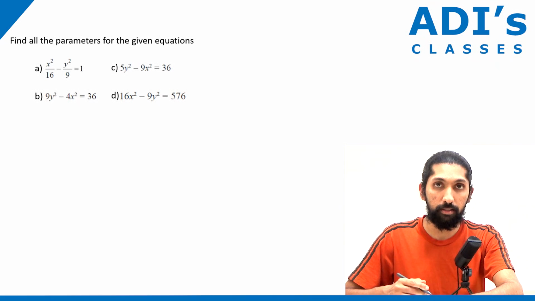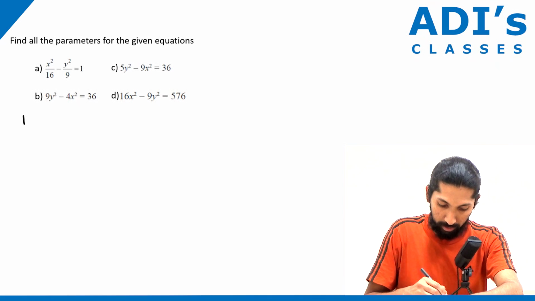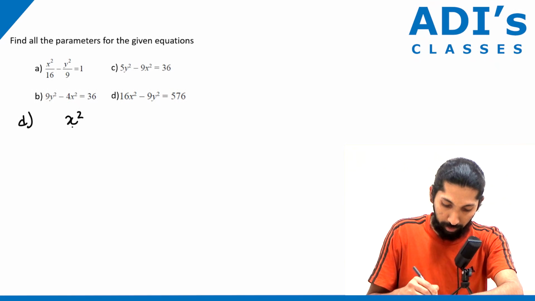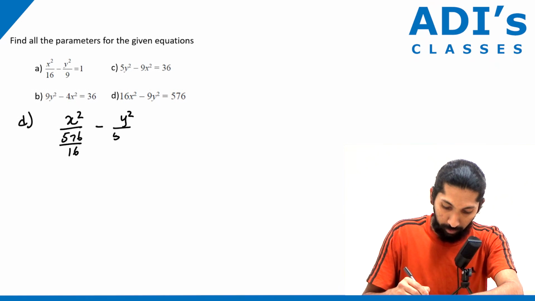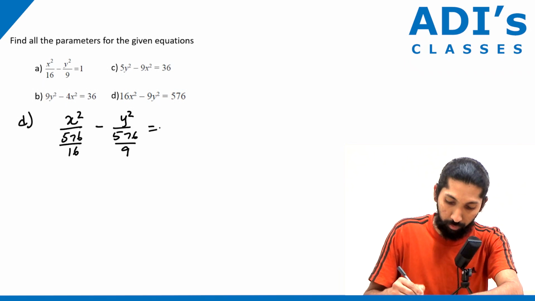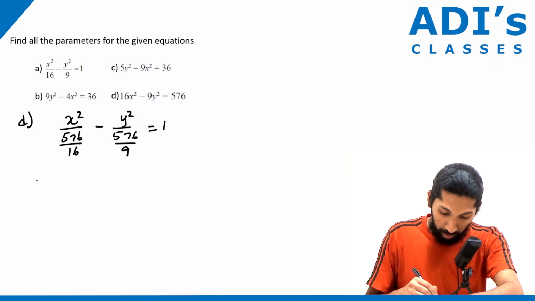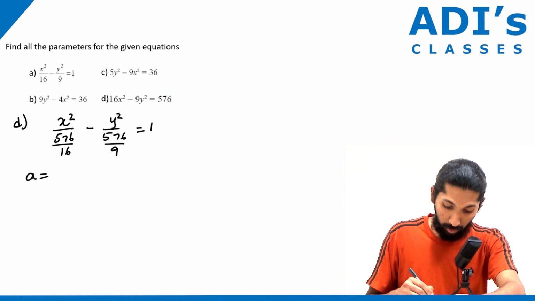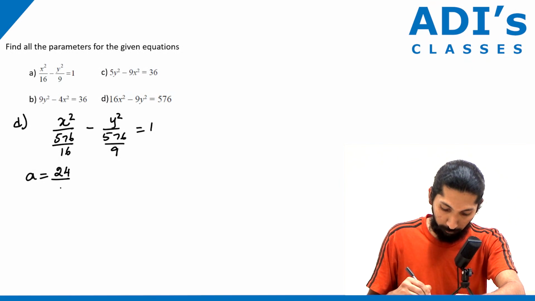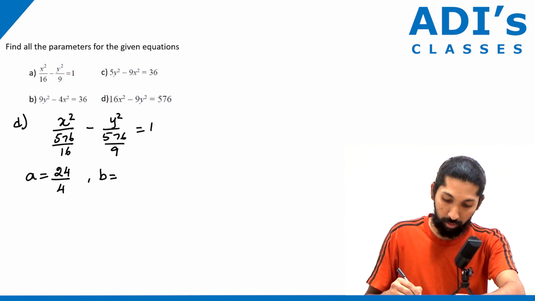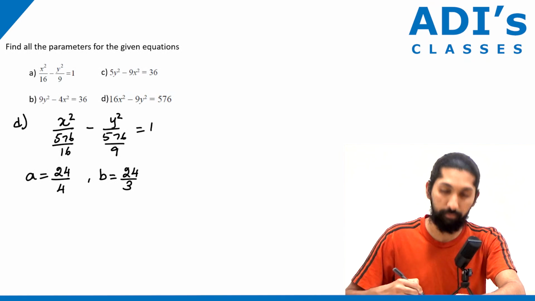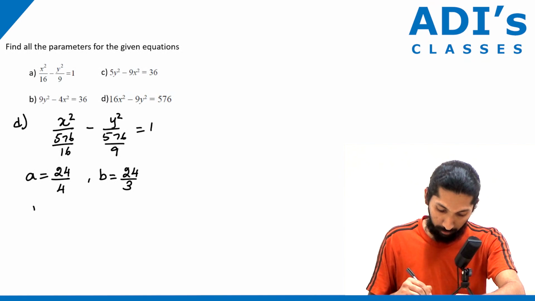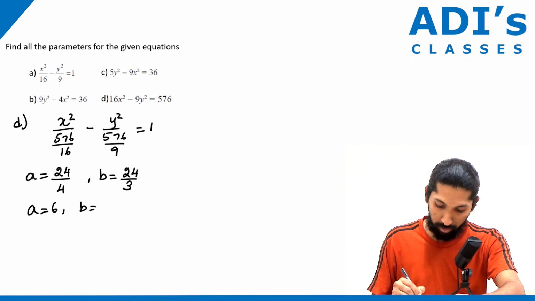Here also divide by 576. So when you divide by 576, you'll get x square divided by 576 over 16 minus y square divided by 576 over 9 is equal to 1. So the a value is going to be, 576 is 24 square, so you'll have 24 divided by 4. And the b value is going to be 24 divided by 3. That means here the a value is going to be 6, the b value is going to be 8.